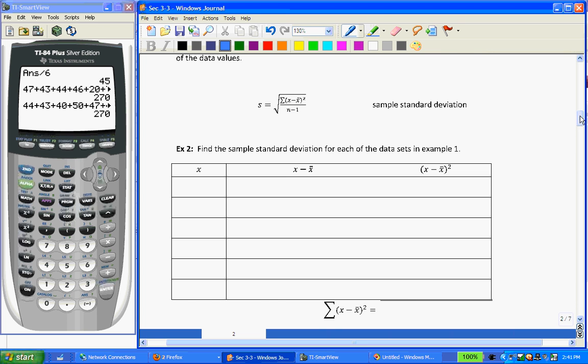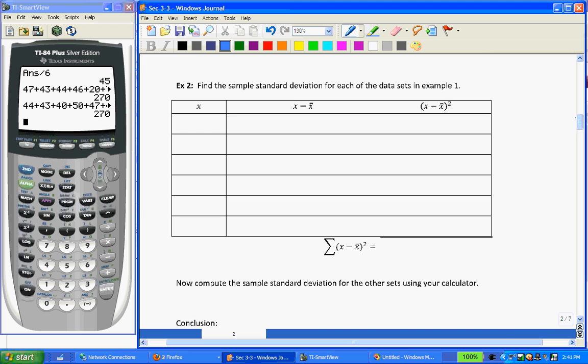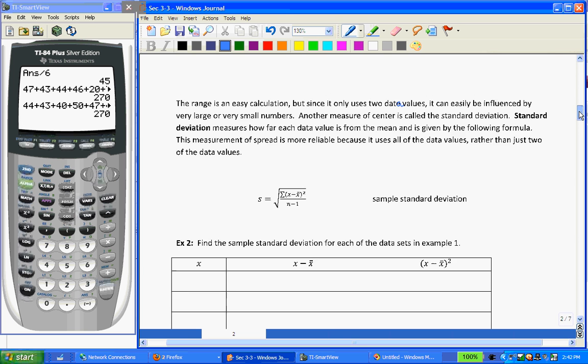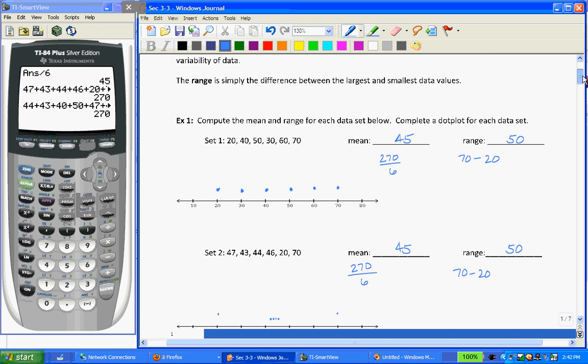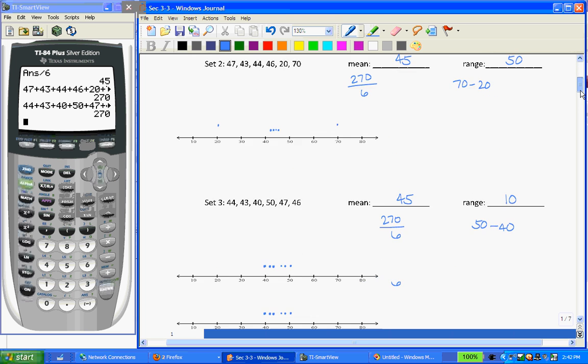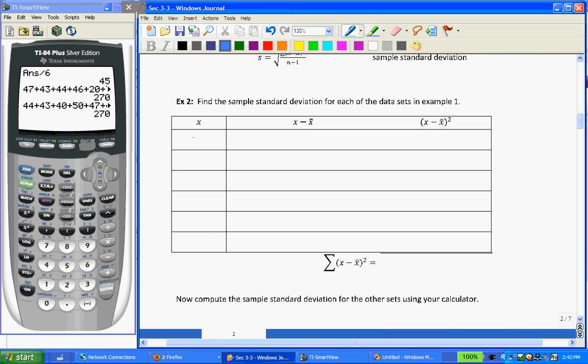We'll do it here by hand, and then of course I'll show you how to do it in your calculator. So we're being asked to find the sample standard deviation for each of the data sets in example 1. We'll just do this first one by hand, and then we'll do the other 2 in our calculator. So back here we had 20 through 70 by 10, so that's pretty easy.